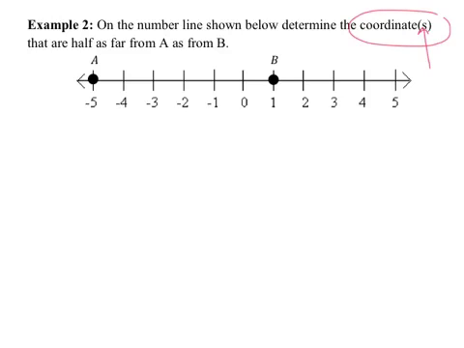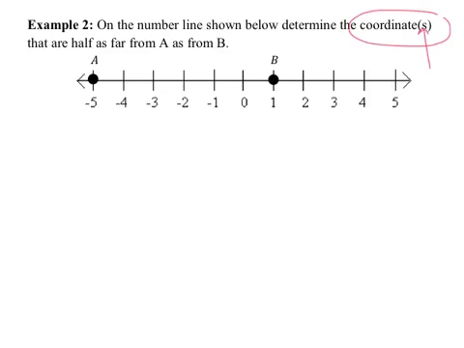So what we're going to think about here is the fact that it says that the point is half as far from A as it is from B. So that means that if, say, the point was 10 units away from B, it would be 5 units away from A. So it's always going to be closer to A, really. Okay, it's always going to be closer to A.